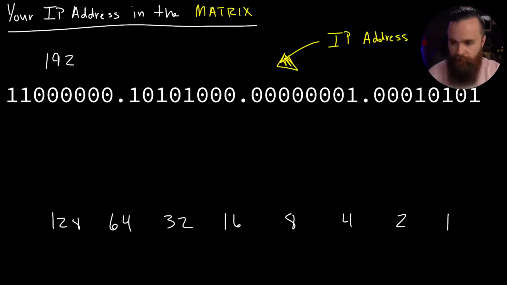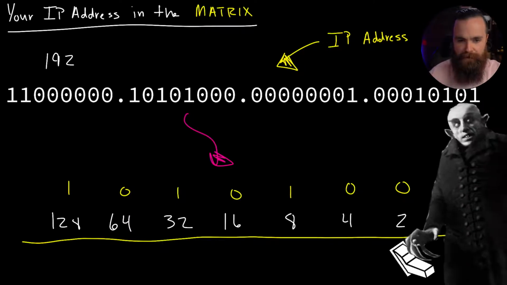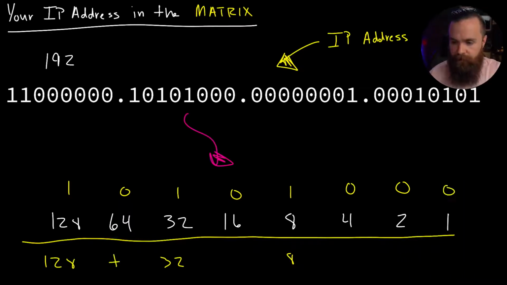Let's do our next one. Let's bring our next octet down, line up our numbers. 1, 0, 1, 0. 1, 0, 0, 0. And with the help of Nosferatu, let's see what carries over. Let's see what's turned on and what's turned off. We've got 128. Nope, no 64. 32, we got that sucker. No 16, we do have an 8. No 4, no 2, no 1. So we're left with 128 and 32 and 8. Now let's add those together. 128 plus 32 is 160, and then 160 plus 8 is 168. So the second octet in decimal is 168.